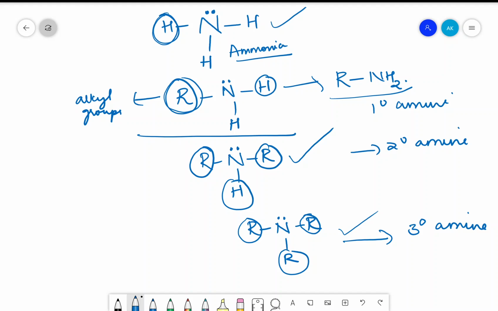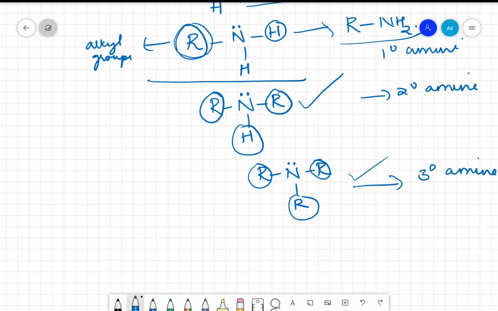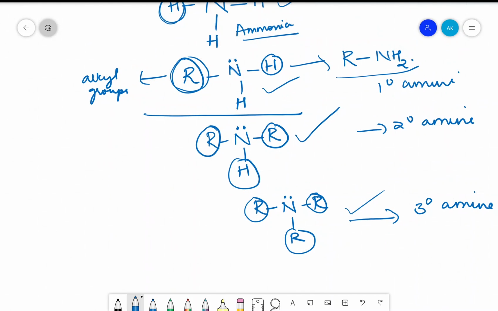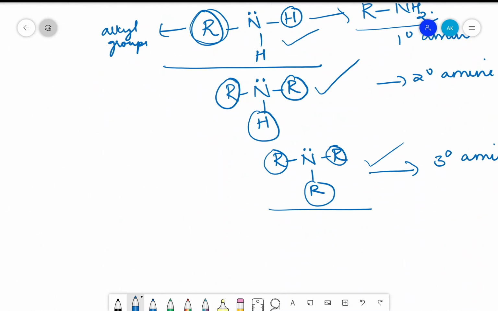So the general formula, as we have discussed, varies. Here, the general formula for primary is this one, RNH2. The general formula for secondary is two R's attached to nitrogen with one hydrogen. And finally, we have a tertiary amine, where all the hydrogens are replaced by 3 R's. Next, an important part is the basicity of amines.